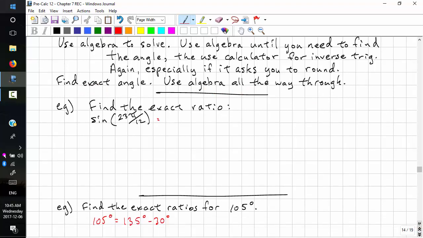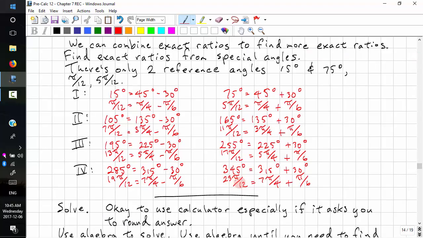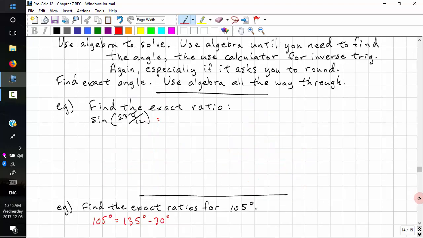Let's look at an example. Find the exact ratio of sine of 23 pi over 12. And this is going to be difficult at the start, so look at the chart. We see 23 pi over 12 is in quadrant 4. That's 7 pi over 4 plus pi over 6. So we use the sine addition identity. So we have sine 7 pi over 4 times cos pi over 6 plus cos 7 pi over 4 times sine pi over 6.